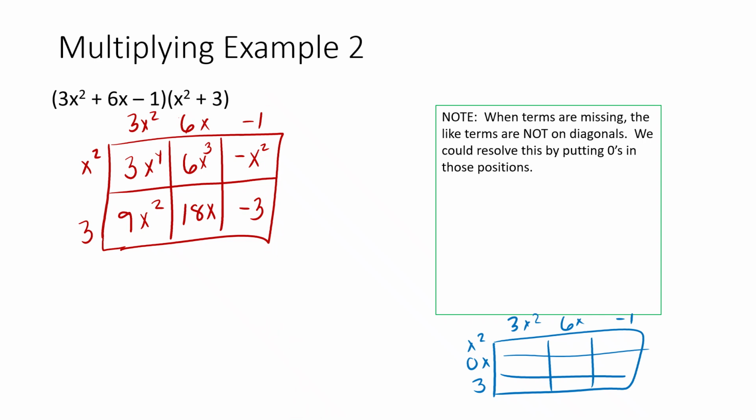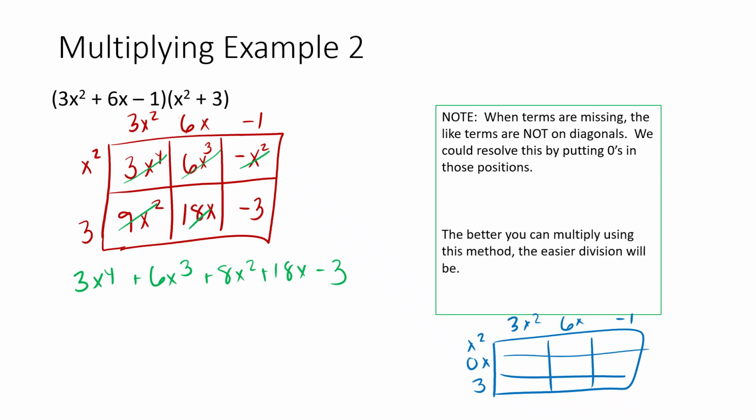Let's go ahead and add these up. So we've got 3x to the 4th. Now I'm just going to do this to make sure I don't miss anything. Now I have a 6x to the 3rd. Now 9x squared minus x squared is 8x squared, 18x, and a minus 3. So just a little bit of a caution there. It still works the same way as the last one, just if you're missing some stuff, or if somebody jumbled up the order, it would change things.